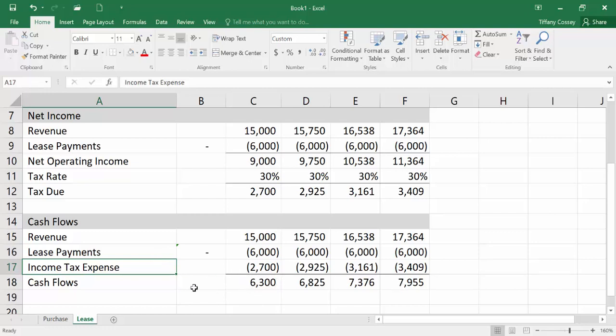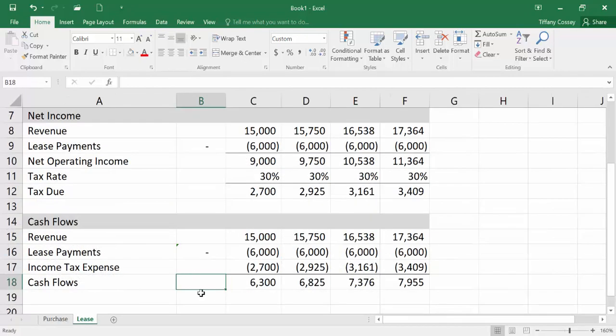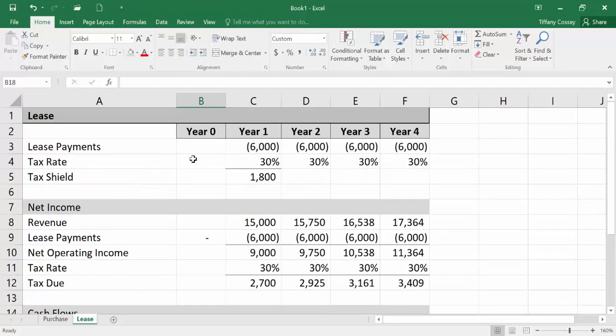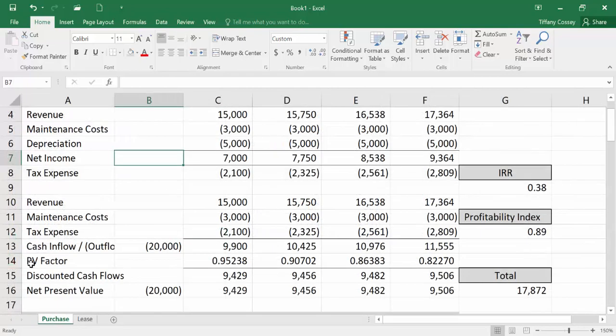I don't have another number to bring down here like I did when I did the purchase. And the reason for that is that I don't buy the machine. In the purchase scenario, I purchased the machine for $20,000 up front in year 0. When I'm leasing, I don't have that. I'm just making lease payments each year. And so these represent the cash flows. Then I just need to multiply them by my present value factor to get my discounted cash flows.